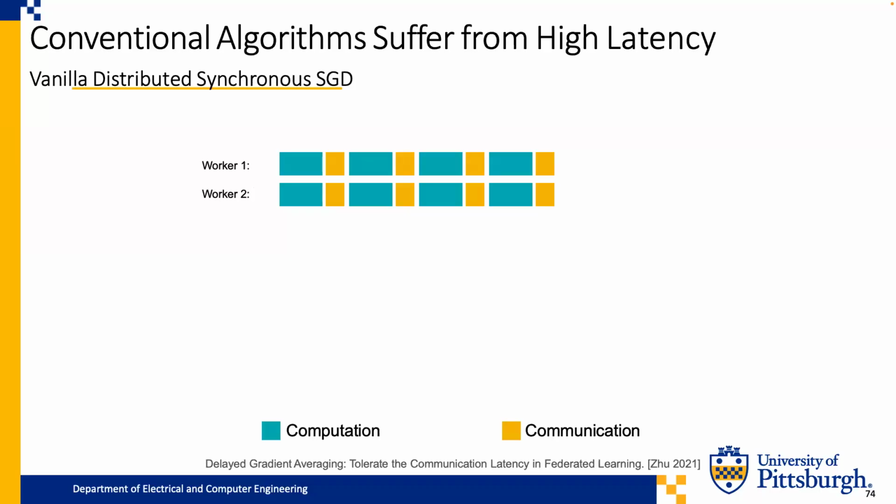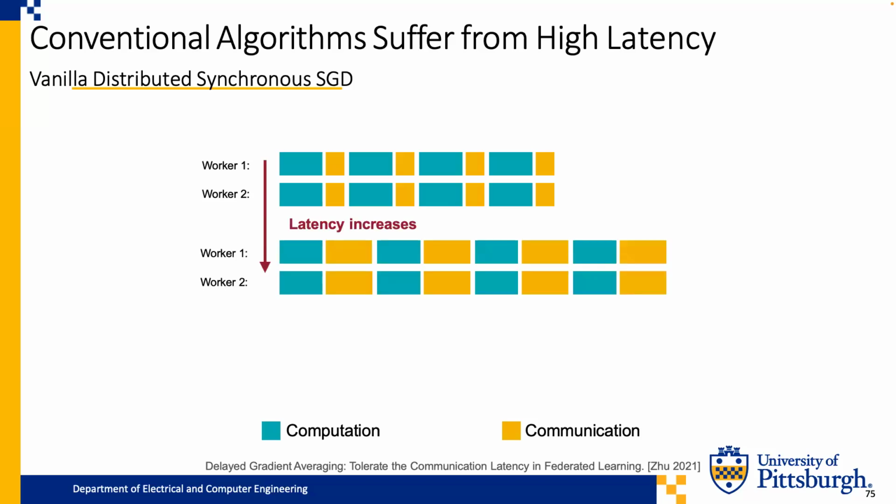We can still do something about it. Okay, so this is the ideal situation where worker 1 and worker 2 are computing and communicating, right? But when we introduce latency, the yellow part, the latency, becomes bigger and bigger, eventually probably even bigger than the computation. That significantly increases the latency and reduces the throughput, right?